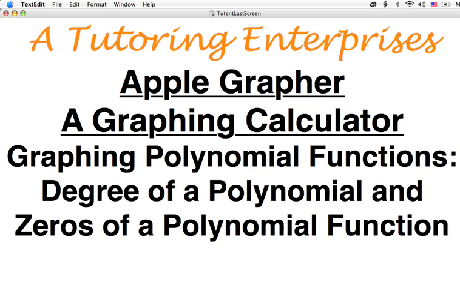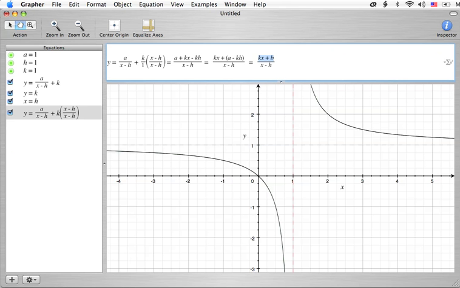Today I want to talk about graphing polynomial functions. Specifically, I want to talk about the degree of the polynomial and the zeros of a polynomial function. And we're going to really look at some very basic functions. We just want to get an idea of how degree plays in what the zero looks like. So let's go over to the graphing calculator and start to get an idea.